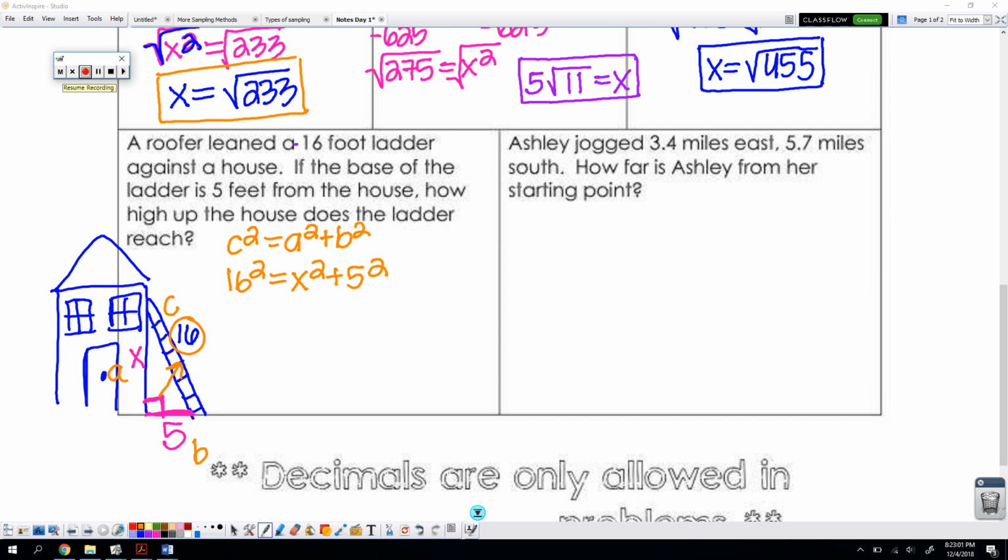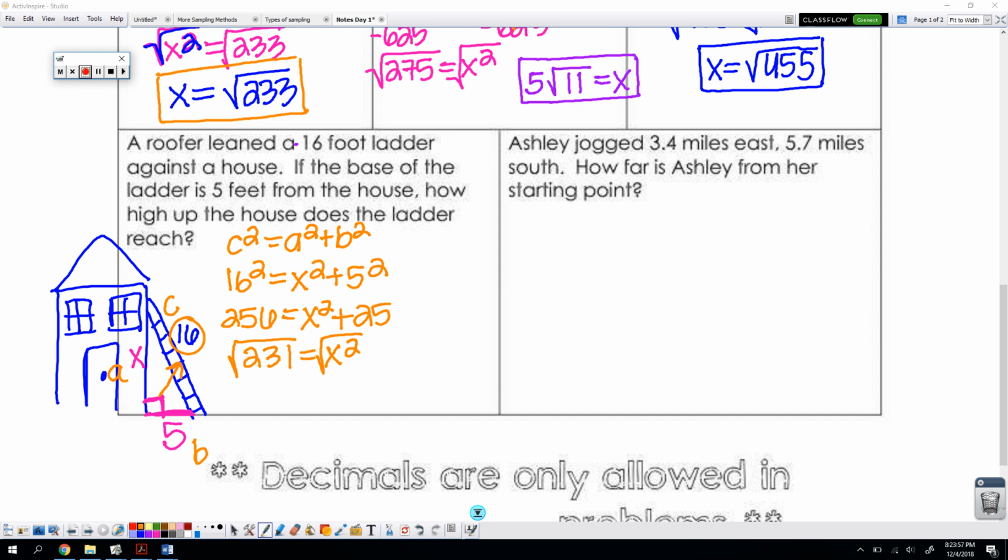Hopefully you got this. Now we'll go through and we'll put in our calculator. 16 squared is 256. x squared plus 5 squared is 25. Now we're going to subtract 25 on both sides. Subtracting 25 should get me 231. 231 equals x squared. And I'm going to go through and do the square root. Now I'm going to see what I can figure out for 231.